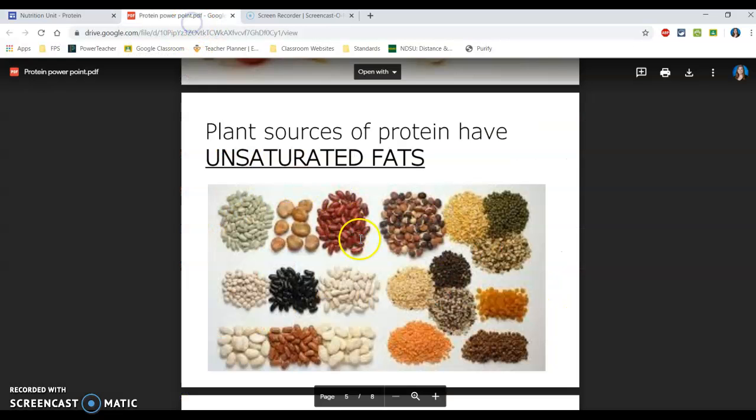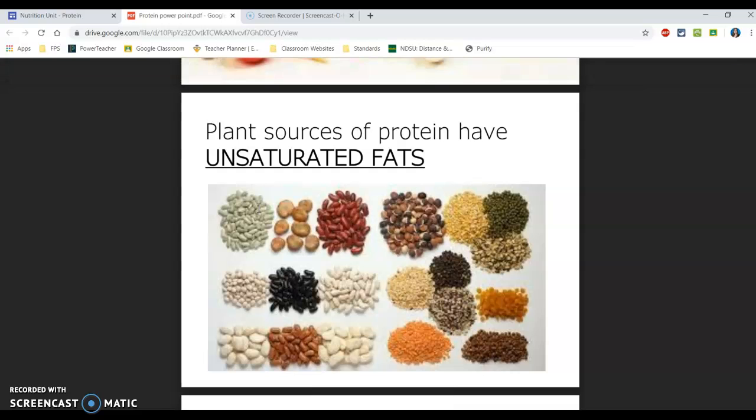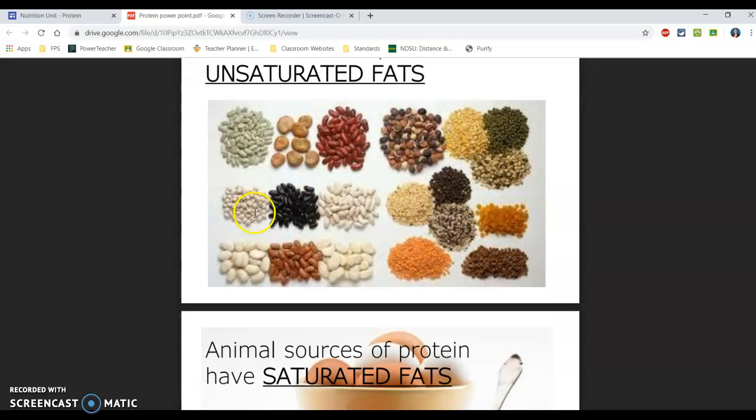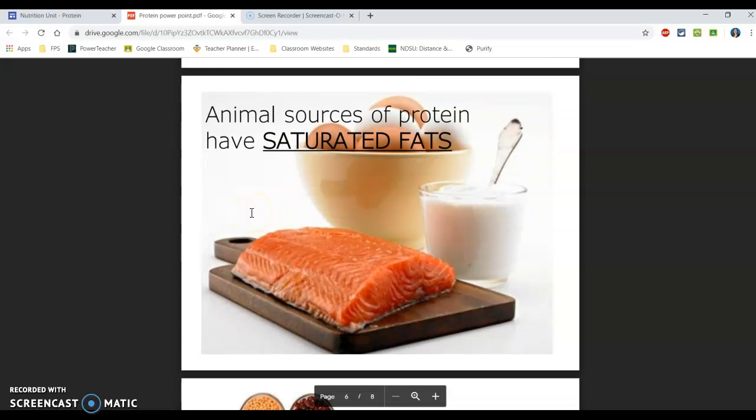So plant sources of protein have unsaturated fats. Why is that important? Well, unsaturated fats are typically liquid at room temperature, and when they go into your system, they're in a liquid form, and I like to think of it as they flow better through your blood, whereas animal sources of protein, while they're okay in small amounts, saturated fats actually go into our bodies solid, or when they get into our body, they turn back into a solid.